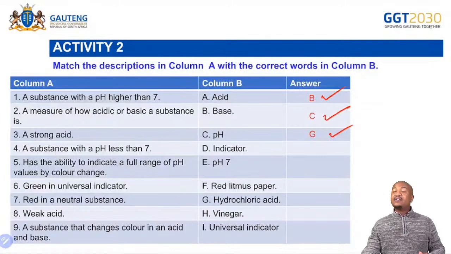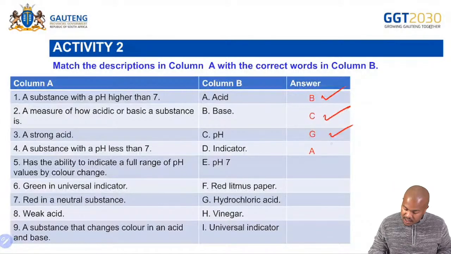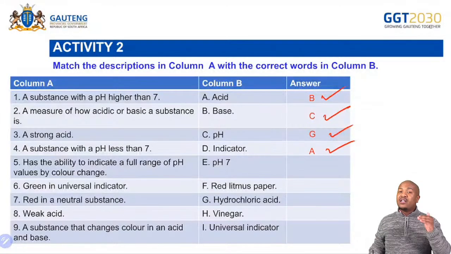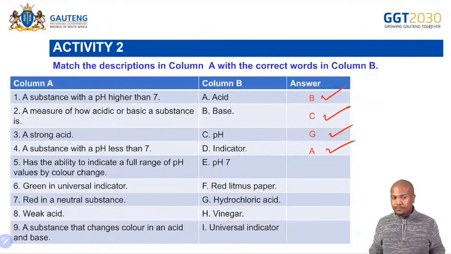Then number 4, a substance with a pH less than 7. The answer is A, right? The answer is A. A is acid, right? And acid is a substance with a pH less than 7.